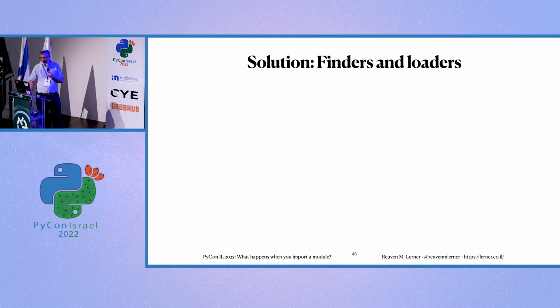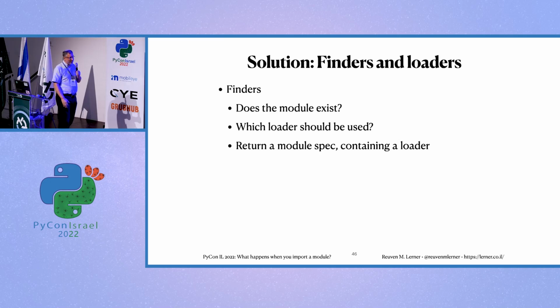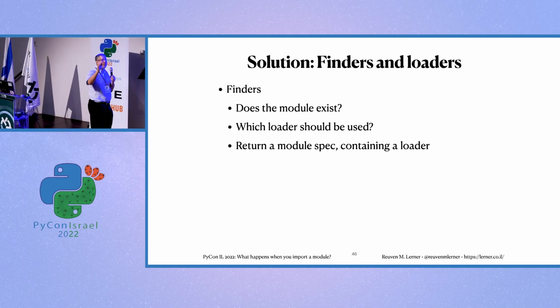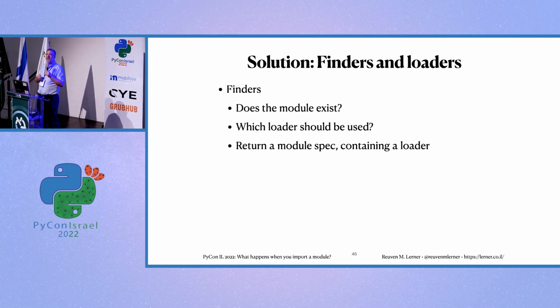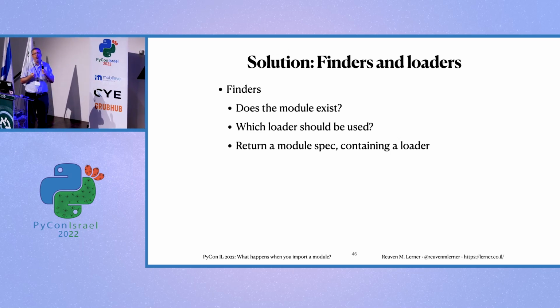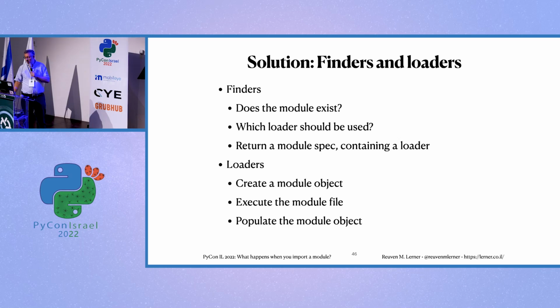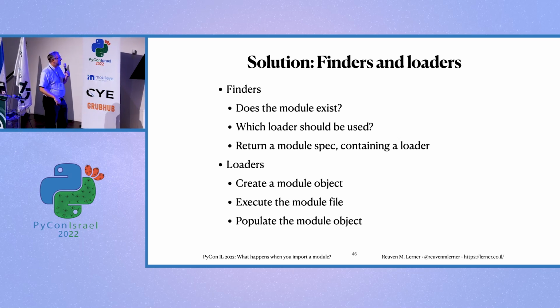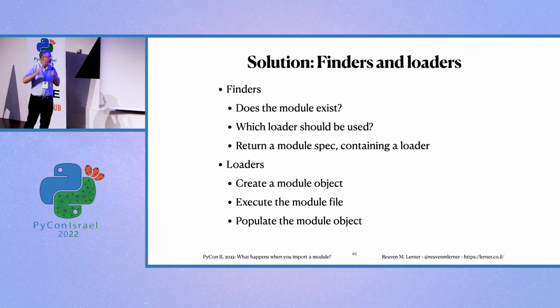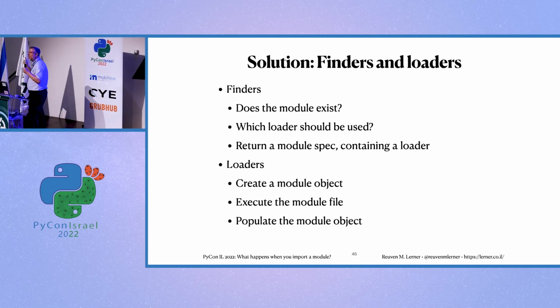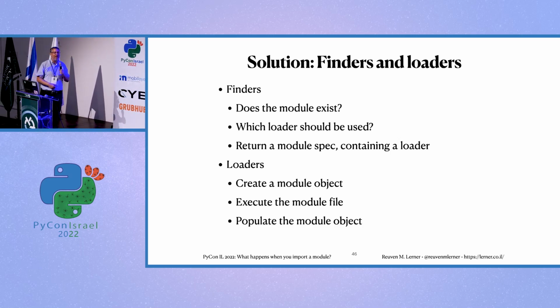That's really what they're called. They didn't ask me first. So finders say, does this module exist? They go out to the world and look around. And then they say, now that I've found the module, how am I going to load it in? What a finder does is it returns a module spec, a module specification, which has all the information Python needs in order to load it. A loader, our second type of object here, knows how to create a module object. It knows how to go to the module file and actually execute it, and then it populates that module object with attributes. Now, sometimes you'll have an object that does both of these things at once, and those are known as importers.